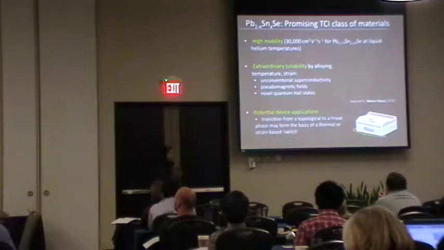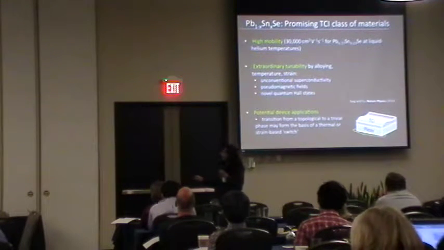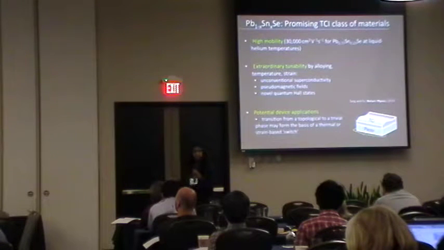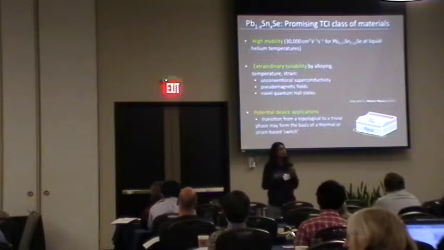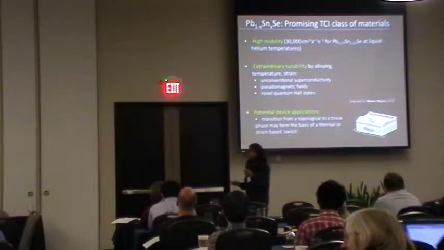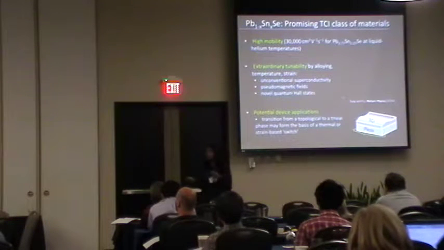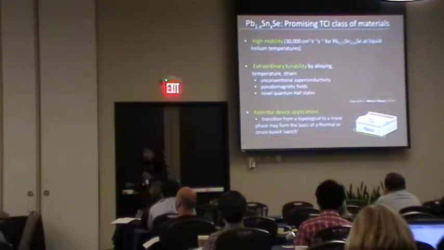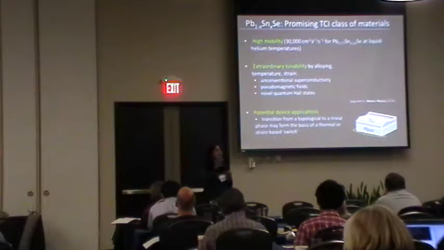And in particular, the material I'm going to look at is lead-tin selenide. And it has a whole range of very beautiful properties. It has temperature dependence. You can actually turn it into a superconductor. It has interesting thermoelectric effects. And it has very high mobility, meaning you can actually make the samples pretty clean from an electronic perspective.